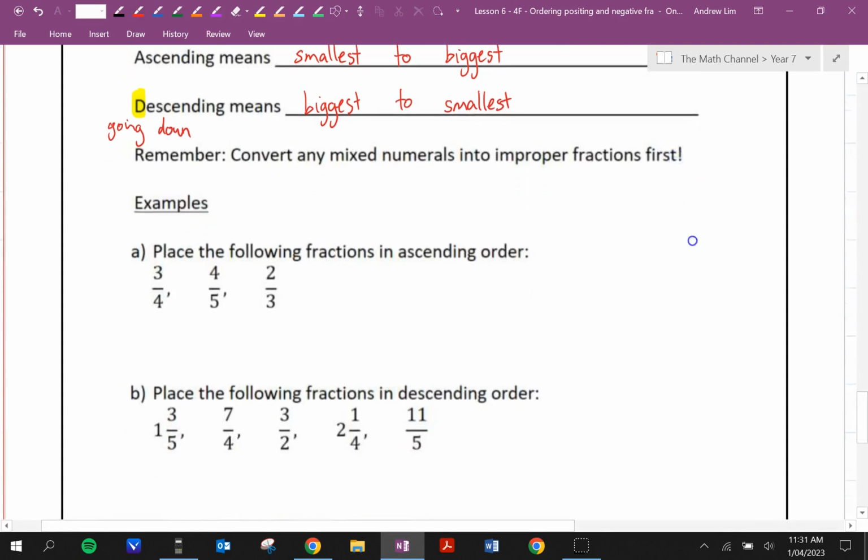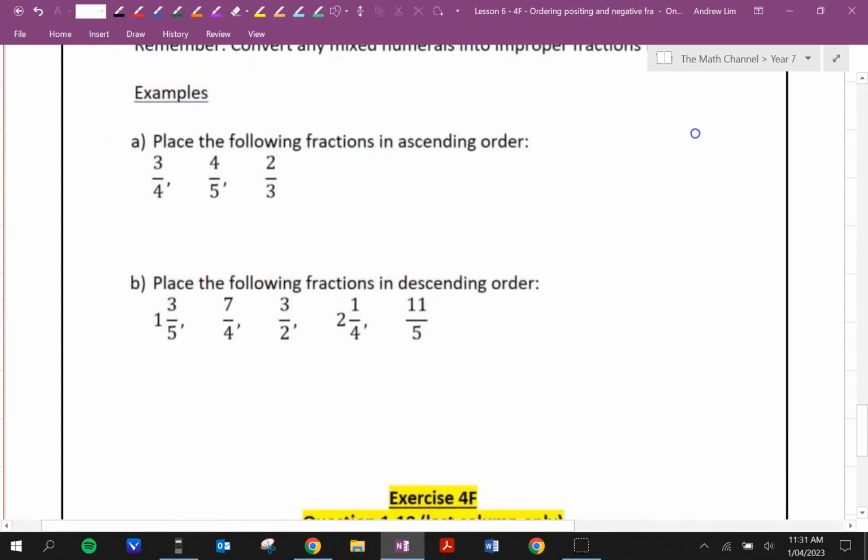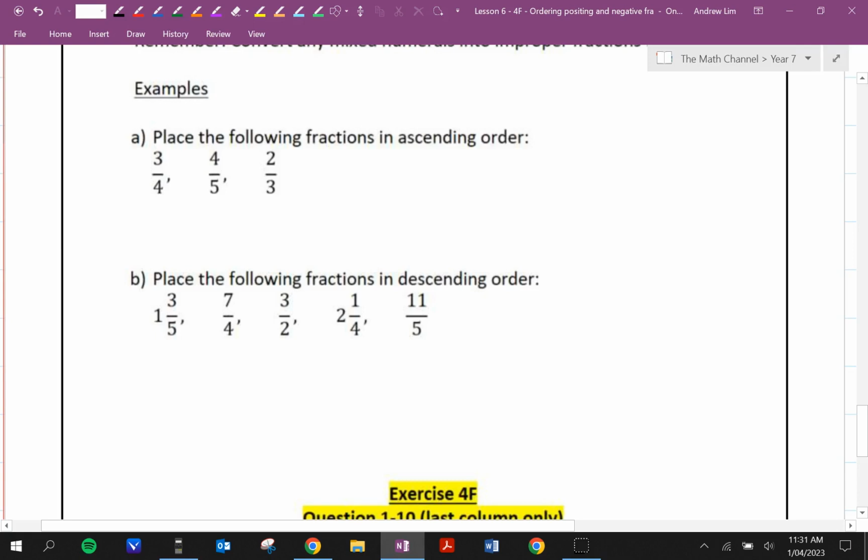So let's have a look at this. Place the following fractions in ascending order. Oh, they don't have the same denominator. None of the denominators are common. So we need to create equivalent fractions. Now before I said we need to cross multiply, right? Cross multiplying helps when there's just 2 of them. But here, there are 3 fractions, not just 2 fractions.